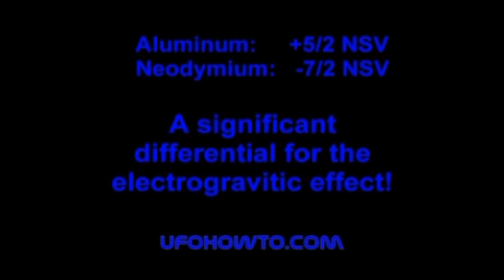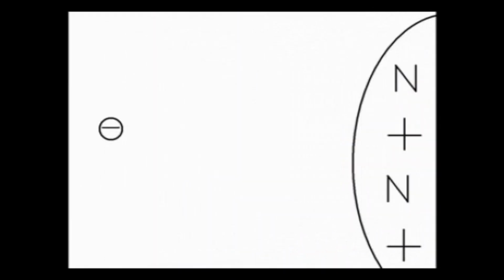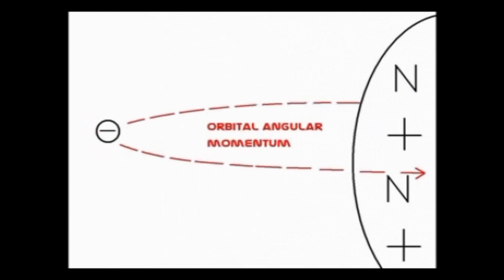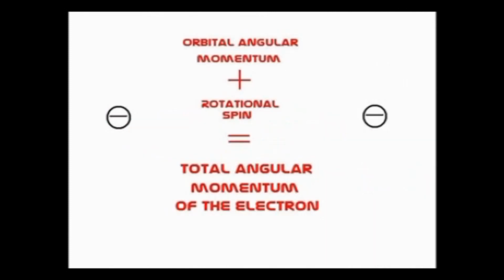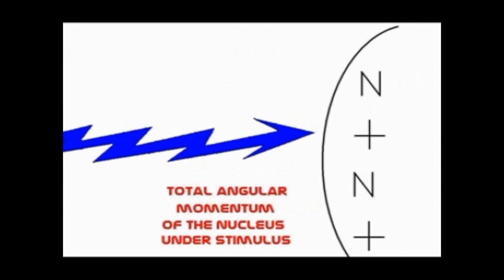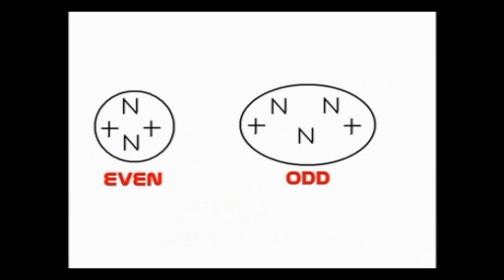Electrons and atoms have both electron spin, the rotation, and the electron's orbital angular momentum. By combining them, we get the total angular momentum. But we are not interested in electrons. It is the total intrinsic angular momentum of the nucleus when stimulated by high voltage pulses or by high-speed rotation of the material that contains the nucleus with odd spin values that we are after to create the electrogravitic effect.